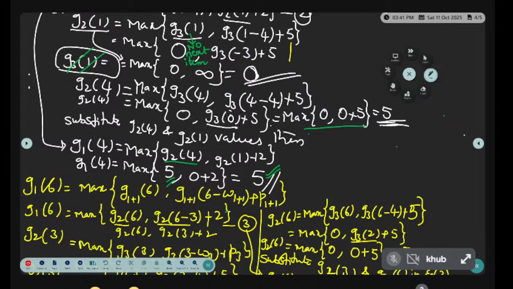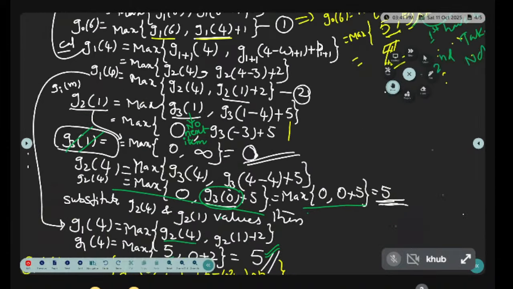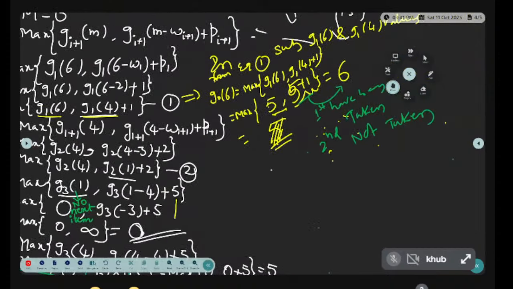What is G2 of 4? 0 comma 5. Second parameter. Second parameter shows that in G2 of 4, this one shows that the third item has been taken. Second parameter, third item taken. So note down, immediately note down here. Third has been taken.